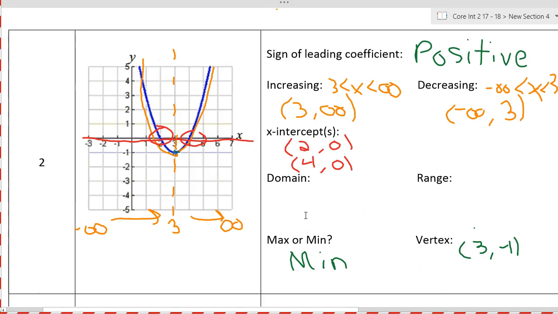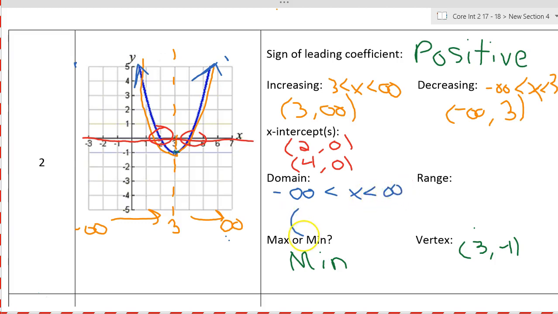All right, looking at the domain. Again, this is going to go on forever in both directions. I'm going to go from this side of the graph all the way to this side of the graph. Remember, that's negative infinity to infinity. So negative infinity less than x, less than infinity. Again, in interval notation, that's negative infinity to infinity.